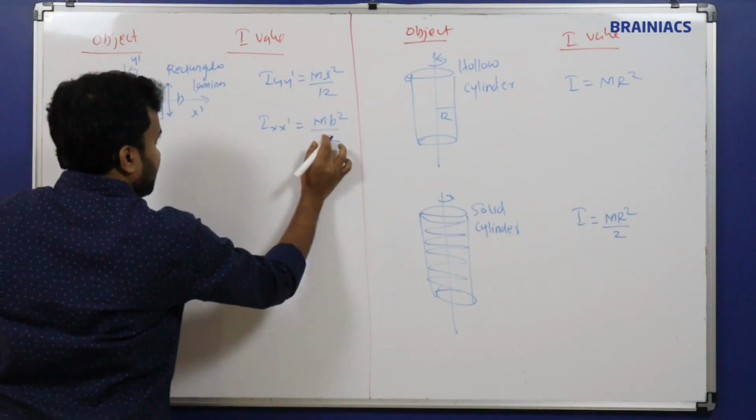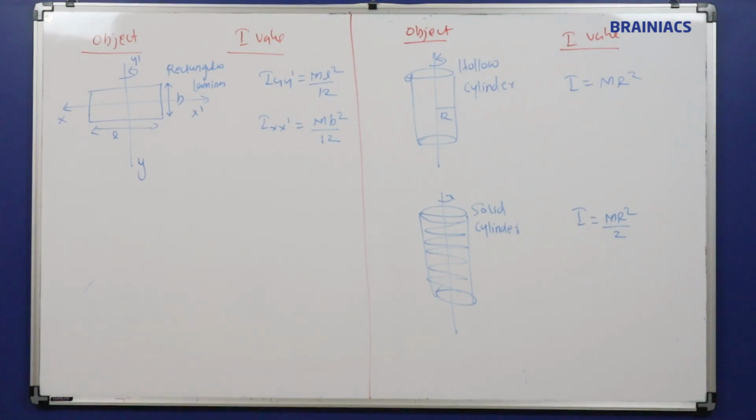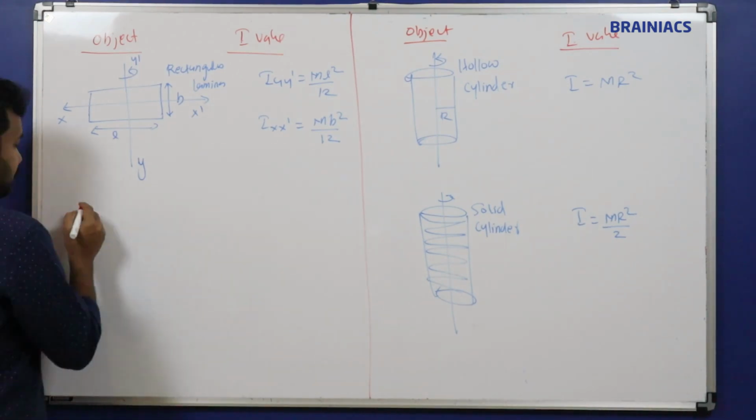With respect to what axis? I told you, the inertia of a body is with respect to the axis. With respect to the axis, or with respect to the position.